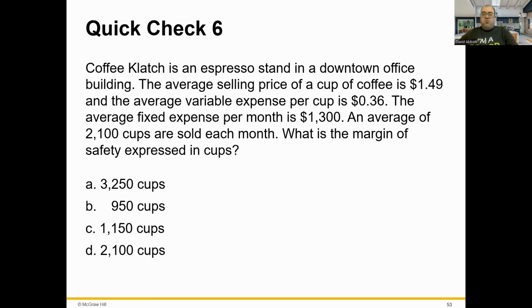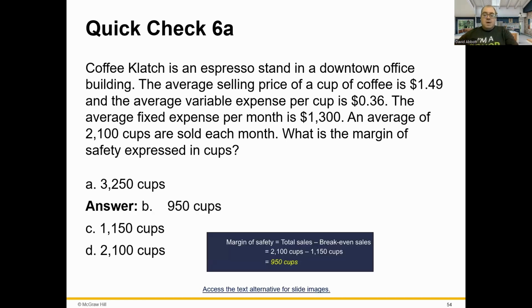So we'll do a quick check, again looking at our Coffee Clash example. Again, we want to know what the margin of safety expressed in the number of cups is. For them, we're going to take their total sales minus how many they would have to have for break-even. So they sold 2,100 cups during the month, and they had a break-even of 1,150 cups. If we subtract those two, we get a margin of safety in number of cups of 950 cups. So they sold 950 cups over what it took for them to break even.